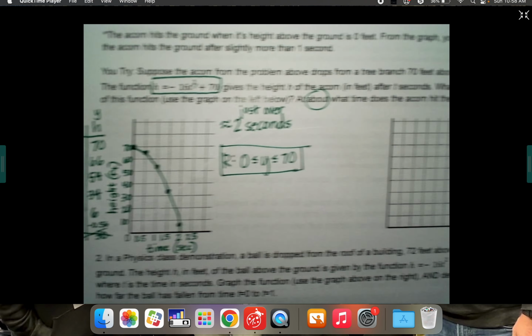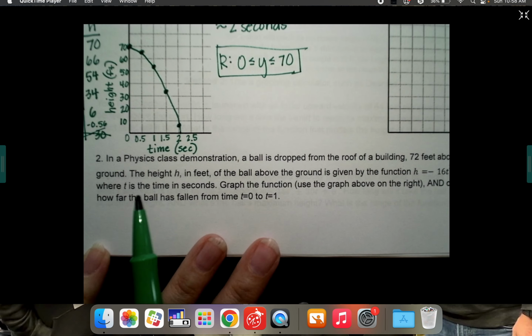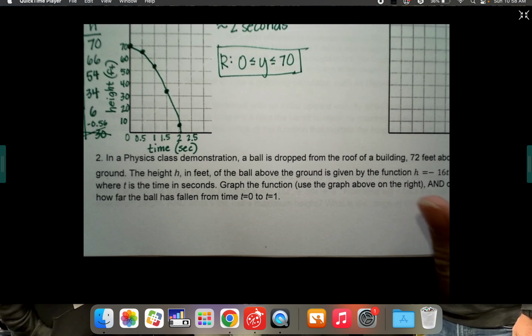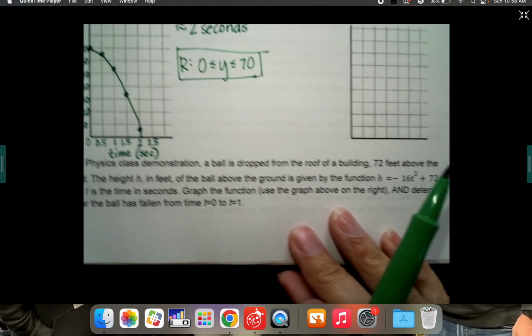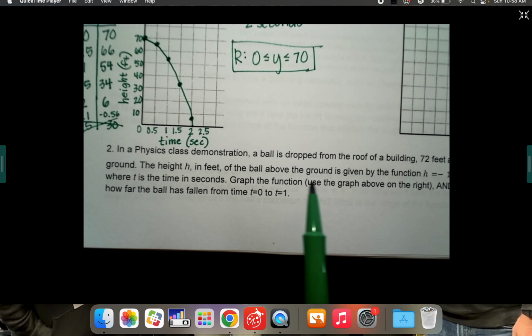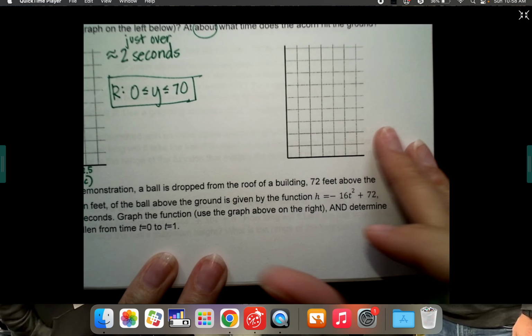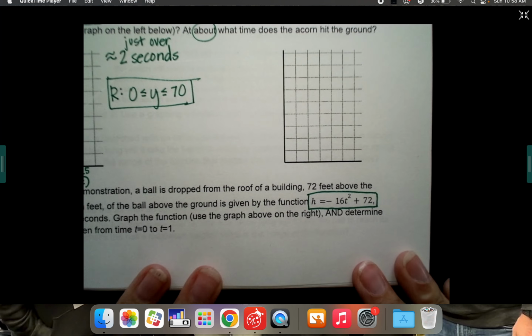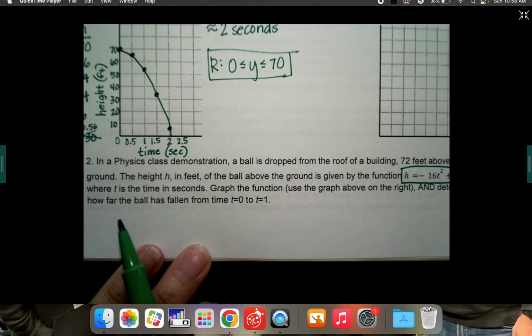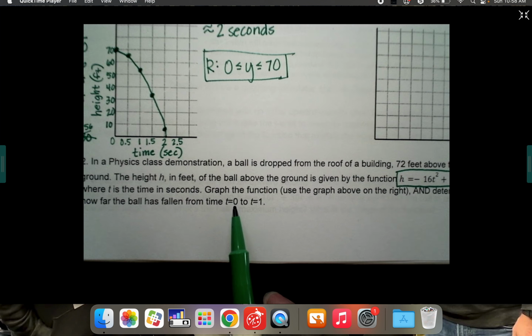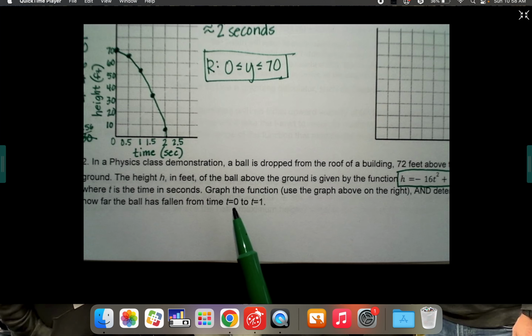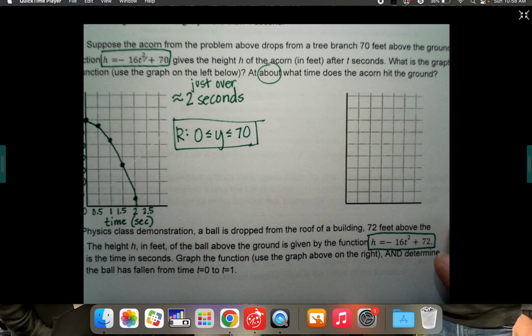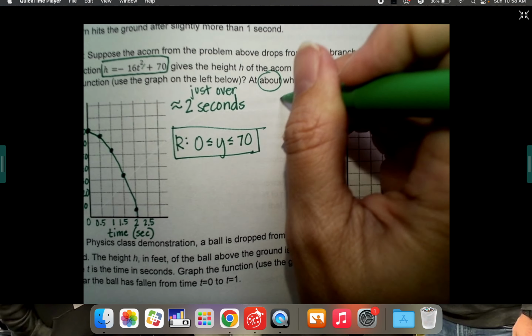Okay, this next question, I'm going to do it a little bit differently. It's a physics class demonstration. A ball is dropped from the roof 72 feet above the ground. So this is the formula, h equals -16t squared plus 72 because that's where it started above the ground. Graph the function and determine how far the ball has fallen from 0 to 1 second. So at 0 seconds, where is it at, and how far has it fallen between 0 and 1 second?